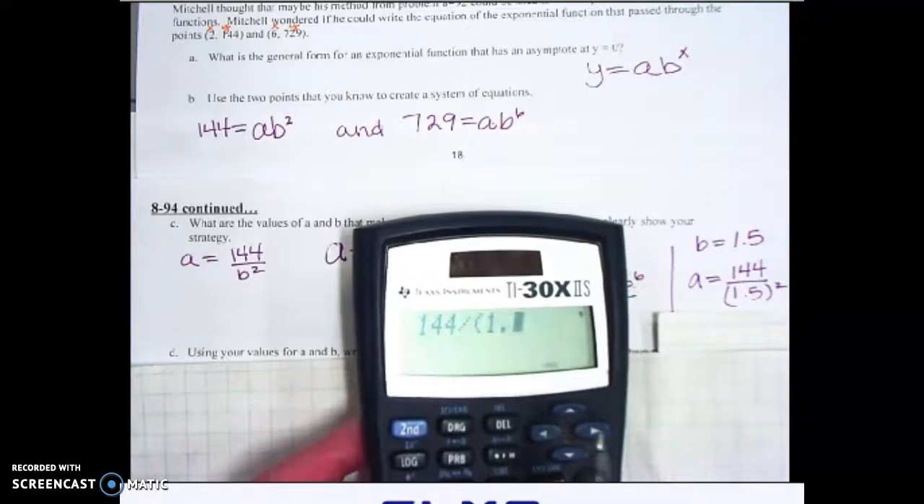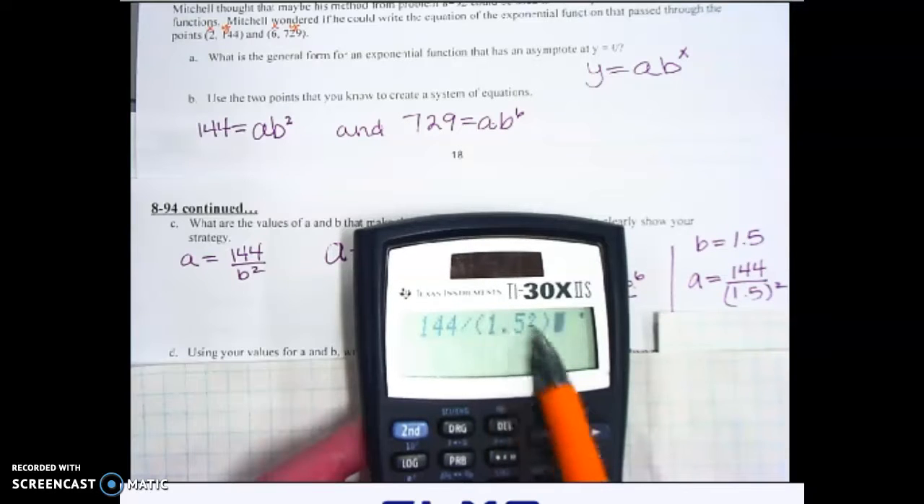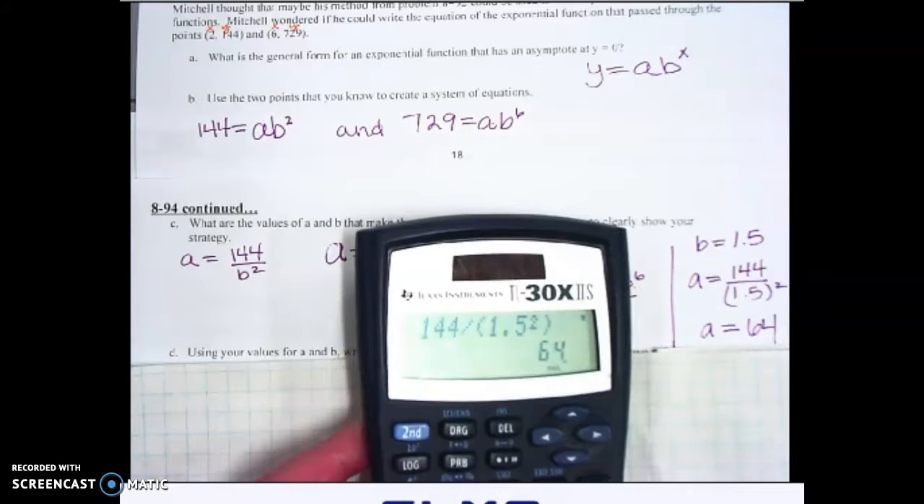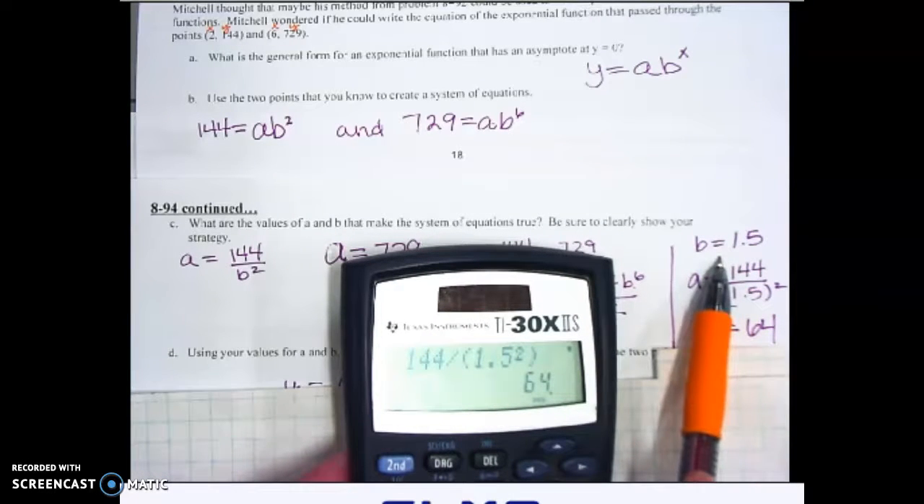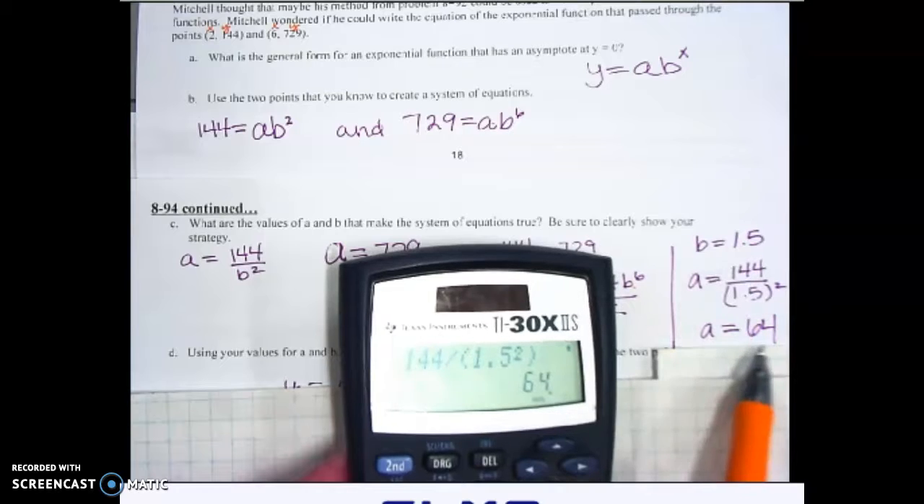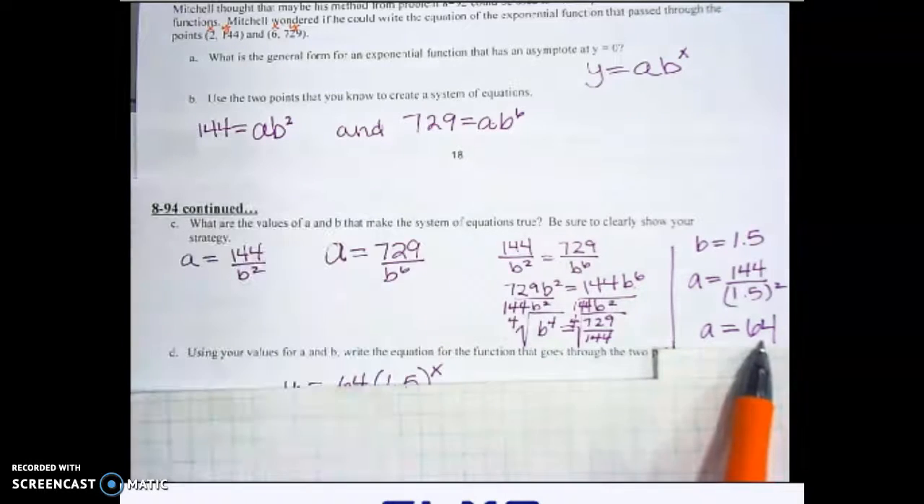So I'm going to type in 1.5 and square it. Make sure I put it in the parentheses. So I'm telling the calculator to do that exponent first. Hit the equal sign. And I got 64. Okay, so my B, my multiplier, is 1.5. And my A, my starting point, or my starting value, is 64.